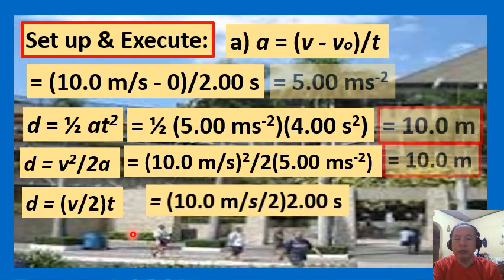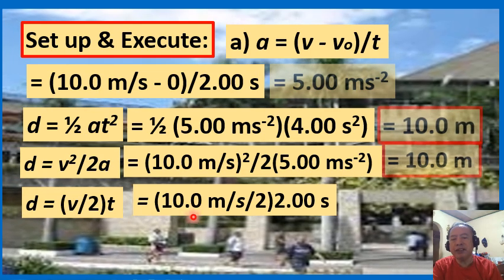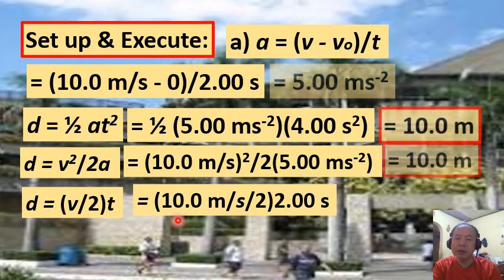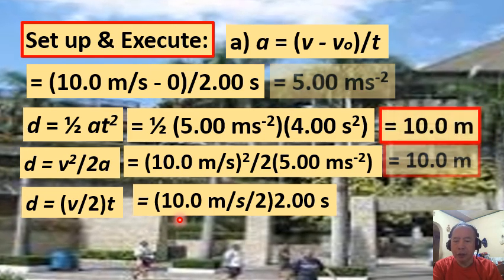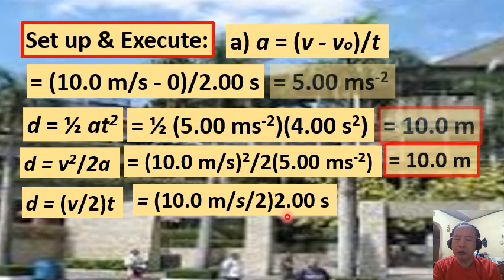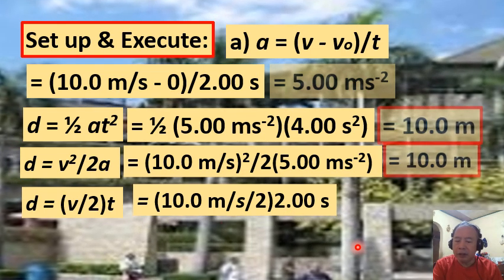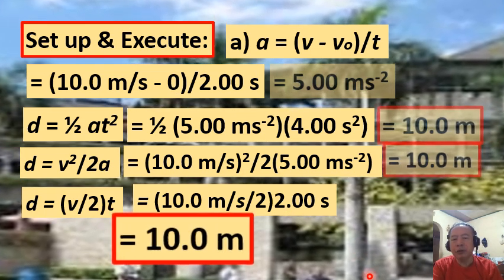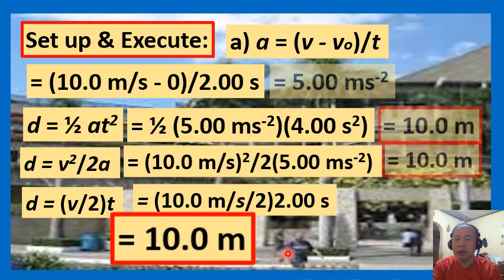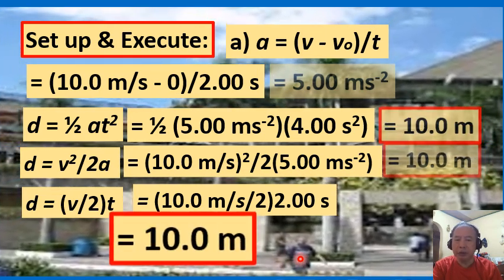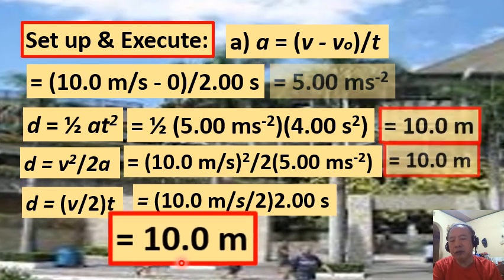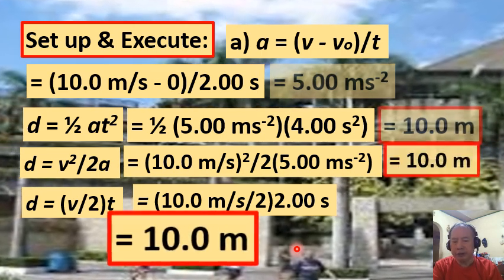Let's substitute. The final speed is 10.0 meter per second divided by 2. That gives us 5.0 meter per second, and then multiplied by the time t, 2.00 seconds. Presto, we get the same result. The distance traveled during the first 2.00 seconds is indeed equal to 10.0 meters.